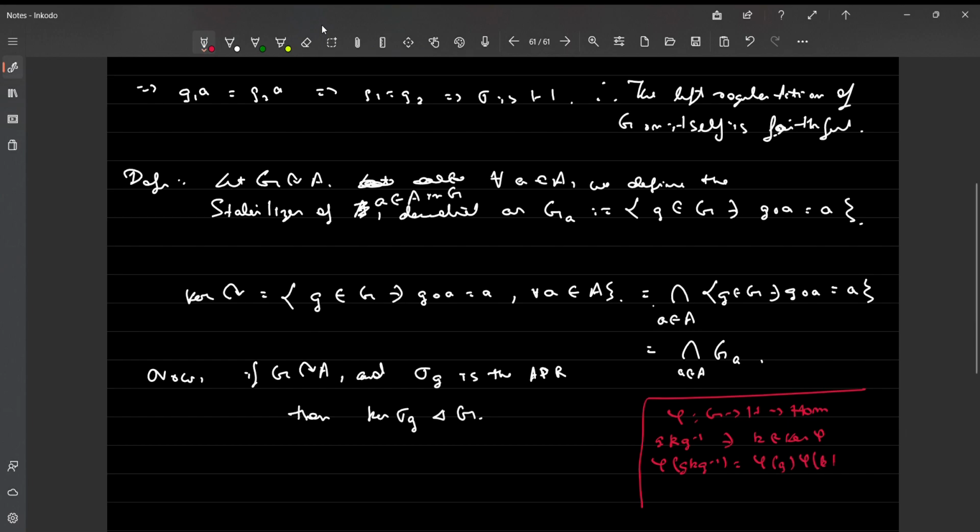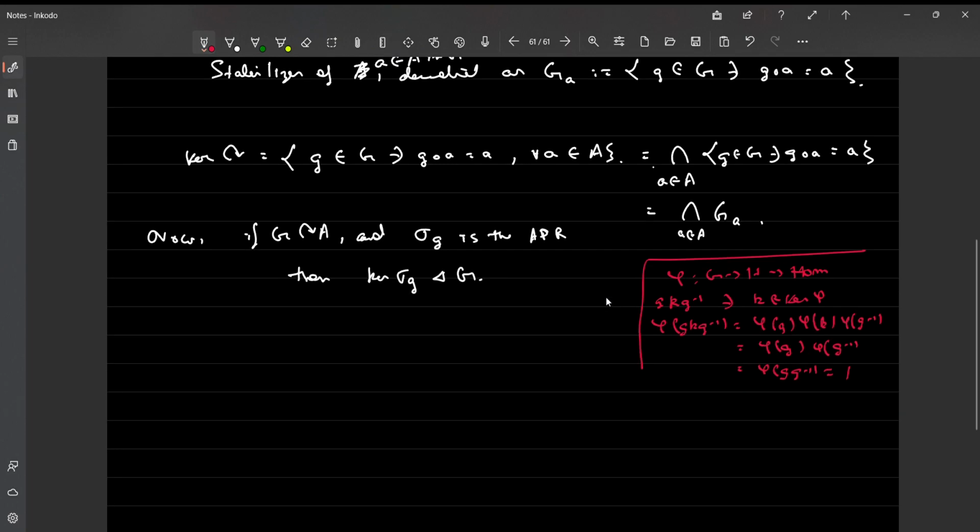Then if you consider the elements G K G inverse, such that K is in the kernel of phi, then what is phi of G K G inverse? It is phi G, phi K, phi G inverse. But phi of K is 1, right? Because K is from the kernel. So this is simply phi G times phi G inverse, which is phi of G G inverse, which equals phi 1, and that is equal to 1. Right?